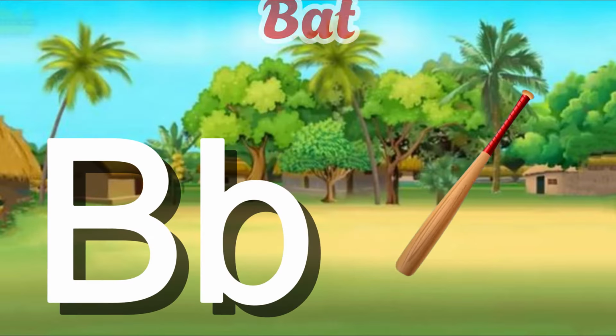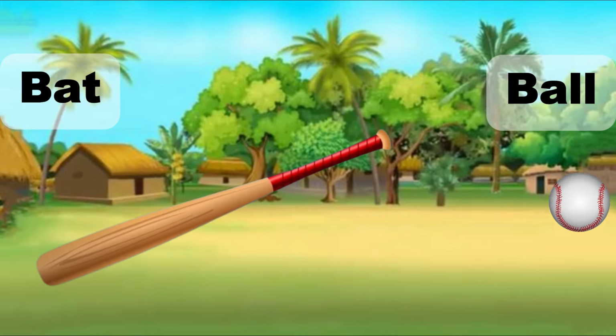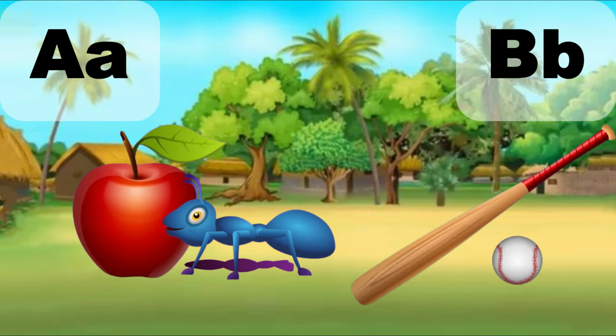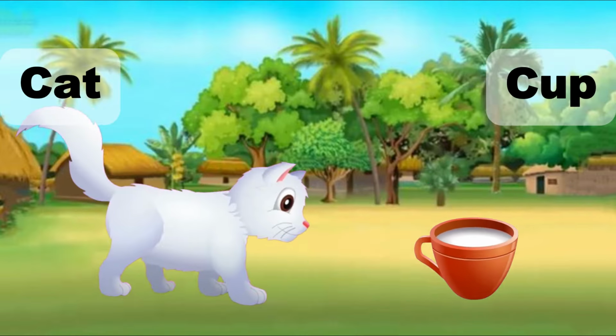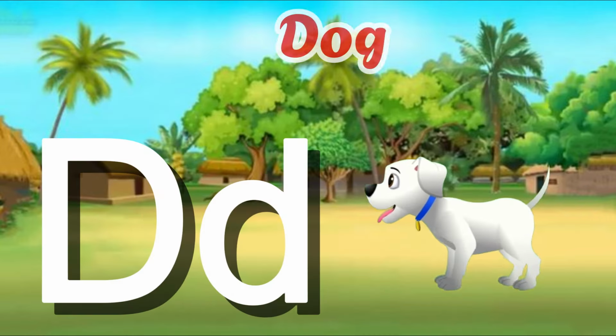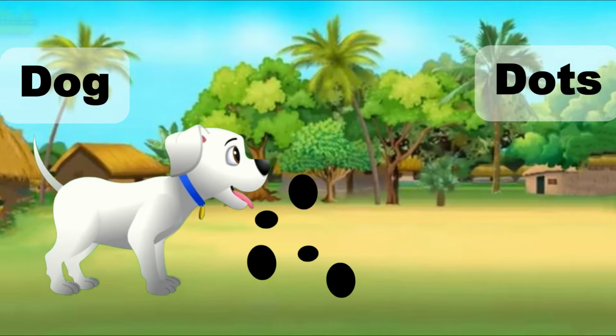B for bat, B for ball, ba ba ba. C for cat and C for cup, ka ka ka. D for dog, D for dust, da da da.